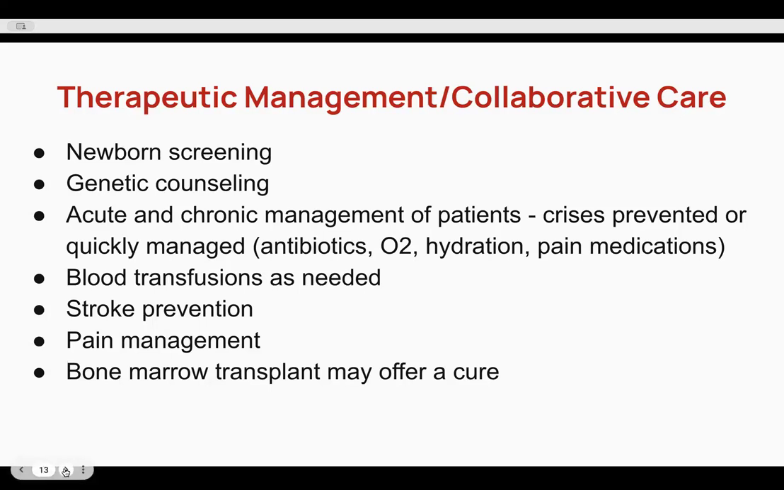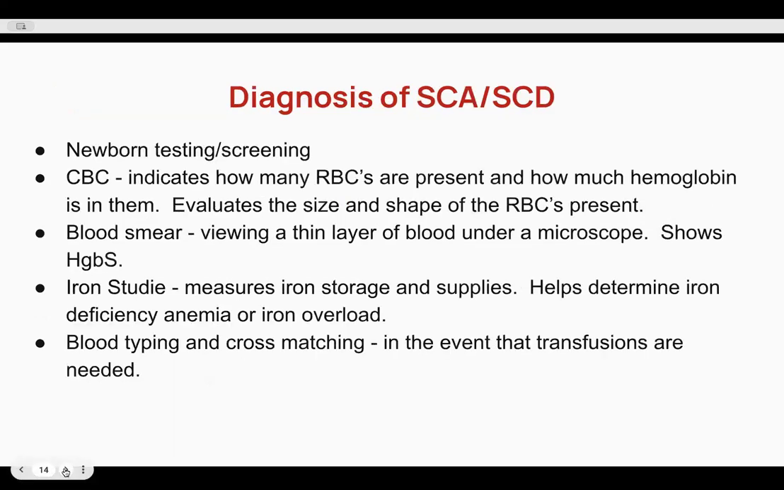So, when we're talking about diagnosing sickle cell disease and sickle cell anemia, again, we go back to newborn testing and screening. We are checking CBCs to see how many red blood cells are present and how much hemoglobin is in them. This also evaluates the size and the shape of the red blood cells that are present. They will do blood smears, which is when they take a thin layer of blood and view it under a microscope, and this will show the presence of the HGBS.